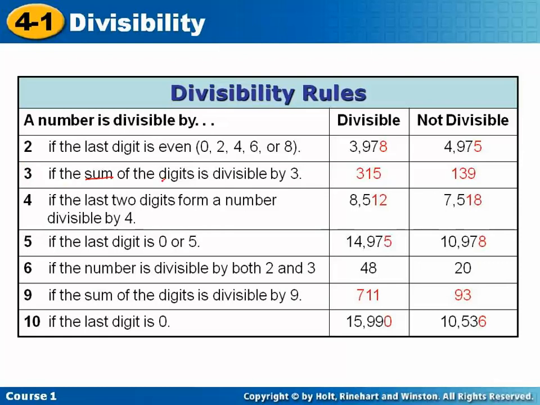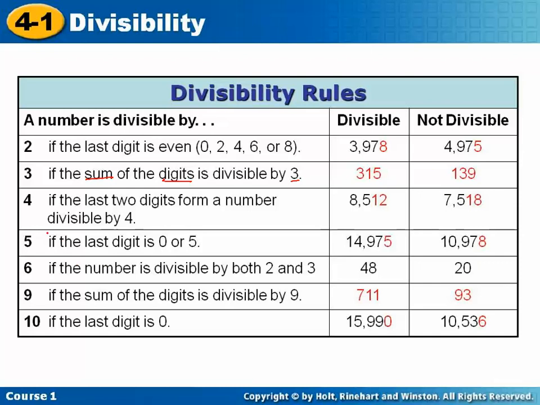If you add up all the digits, that number will be divisible by 3. So if you go like this, what's 3 plus 1 plus 5? 9. Does 3 go into 9? Yes, that means I know that 3 will go into 315. Cool? Here, let's add up 1, 3, and 9. What does that add up to? 13. Does 3 go into 13? No, that means 3 is not going to go into 139.